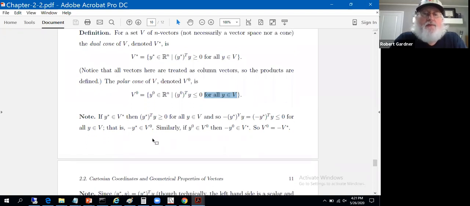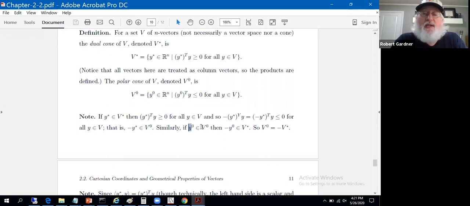Obvious claim. If I take a vector Y star up here in the dual cone, then the negative of that vector, negative Y star, must be in the other cone, in the polar cone. So if I throw a negative sign on a Y star that satisfies this, we can get that scalar negative out, move it to the other side, multiply both sides by -1, reversing the inequality. And we find that negative Y star must be in V sub 0.